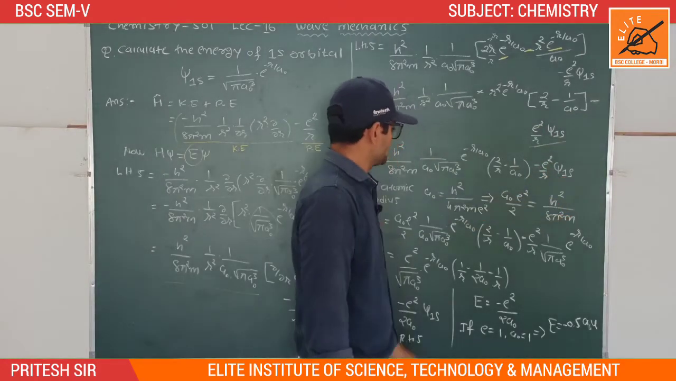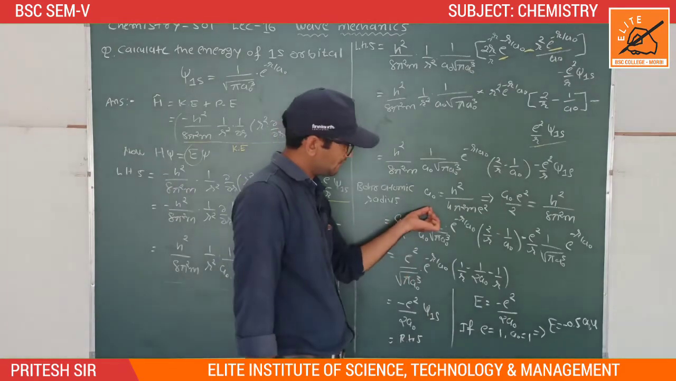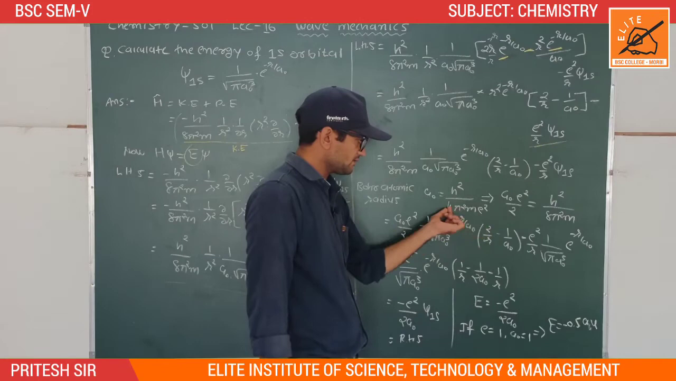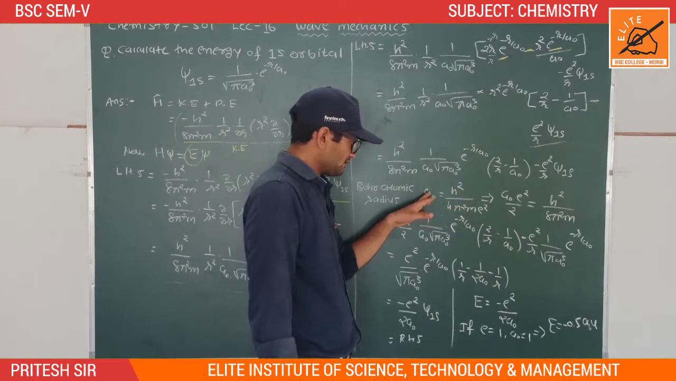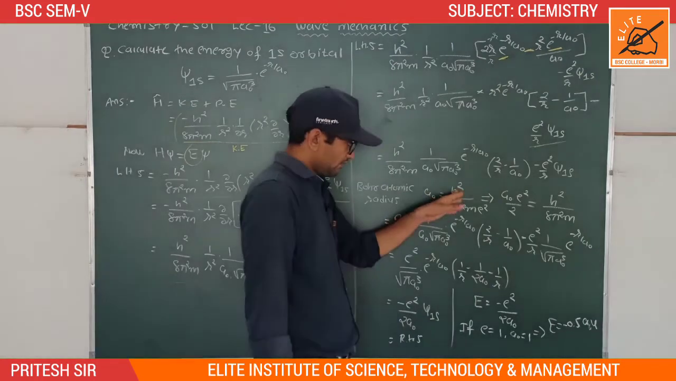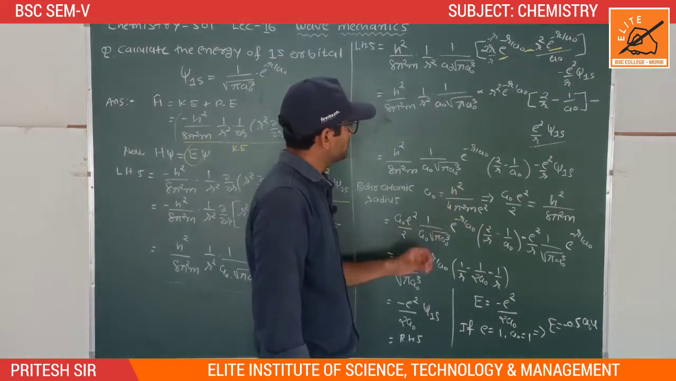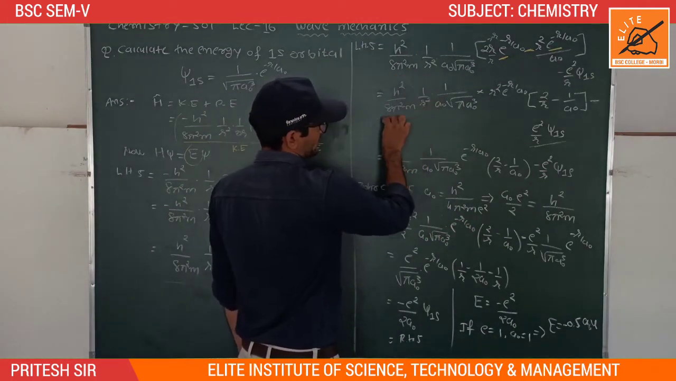Okay, so from the Bohr atomic radius we know that the value of a0 is equal to h square upon 4 pi square m into e square. We studied this equation in our 11th standard. Now I want the value of the term h square upon 8 pi square m.